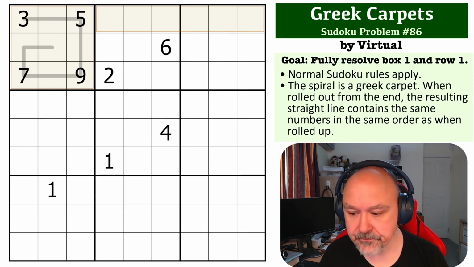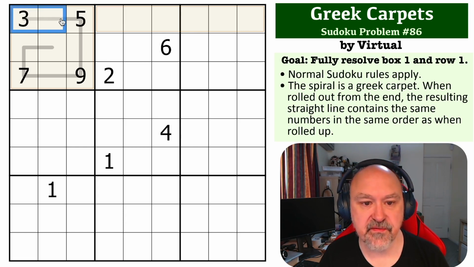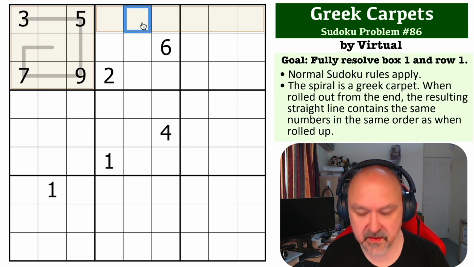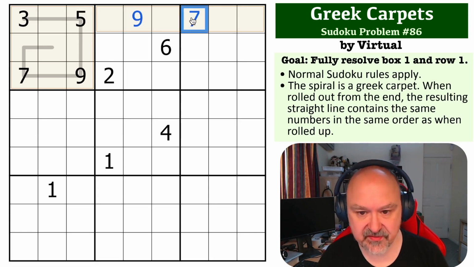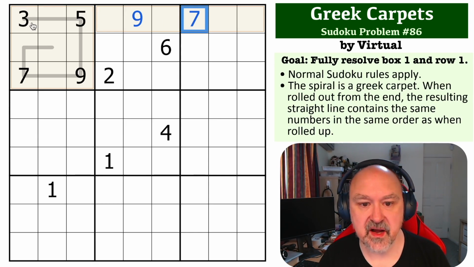Now, the line in box one would be exactly the same as row one. So what I can do is I know, for example, that three, gap, five, gap, this is a nine. And then there's a gap and then seven. So that works.